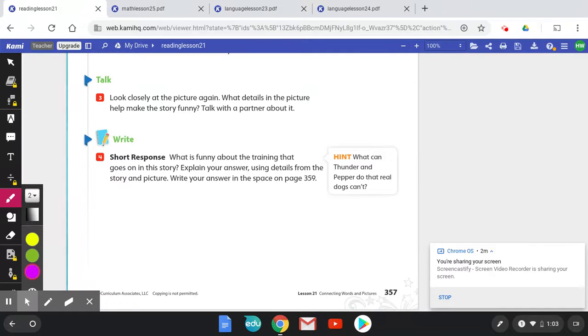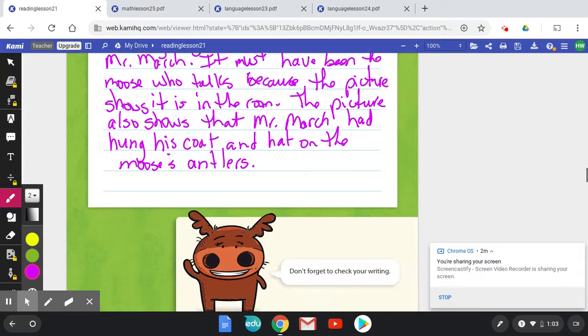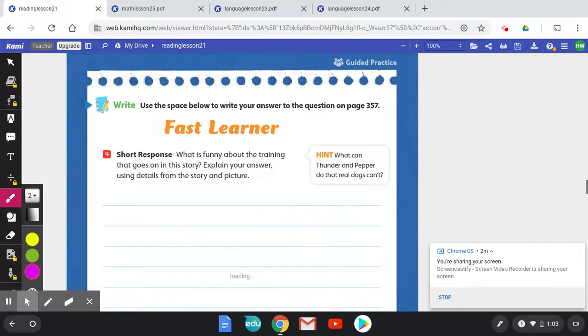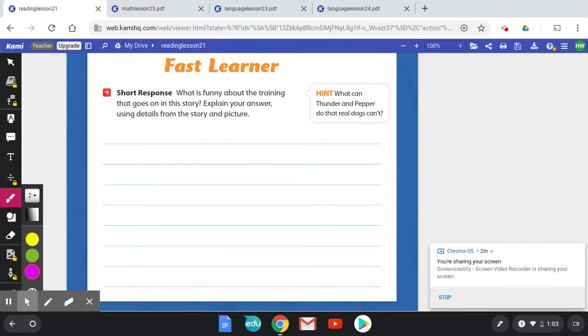So now if we go to page 359, we're going to answer our short response. And what does it want us to do? Well, it says, what is funny about the training that goes on in the story? Explain your answer using details from the story. Hint, what can Thunder and Pepper do that real dogs can't? Well, we know that they can read, right? So a sample response, I'm going to write mine, and you can compare yours to mine. And if you haven't done yours yet, pause the video, do yours, and then come back and compare.